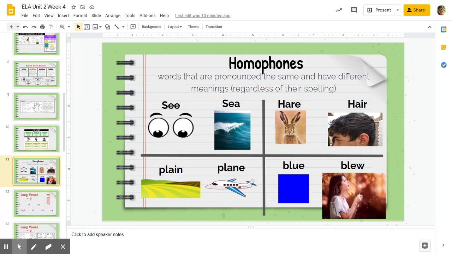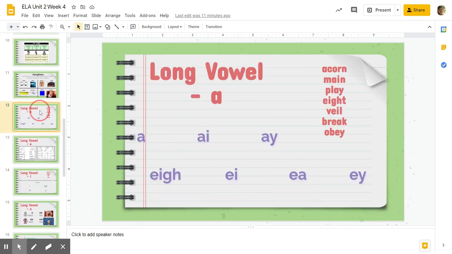One more example, we have blue and blew. So B-L-U-E is the color blue, and B-L-E-W is blue, like I blew the dandelion, and all the puff came off. We also talked a lot about different long vowel sounds.